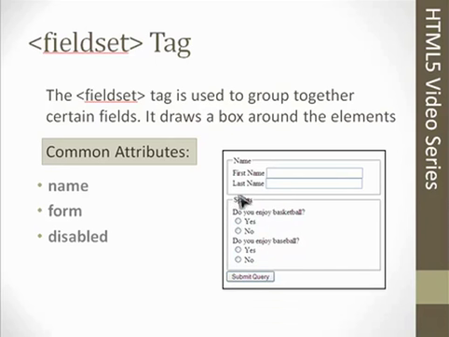And that would, by default, your browser will most likely draw this border around it with the label of the fieldset here. And as far as attributes, we have the name, just like any other form field, the form, which would just specify the name of the form, and then we have a disabled attribute, and this would just disable all the fields within a certain fieldset.